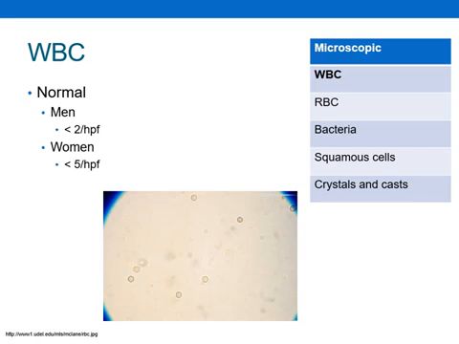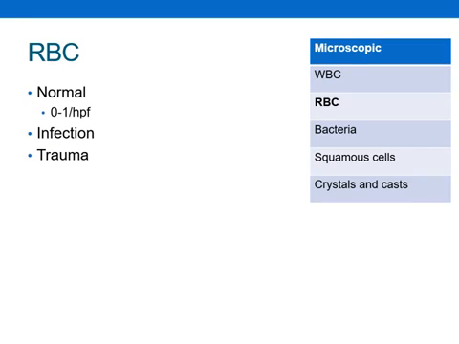So basically what I've provided for you on the slide is an example of one HPF. As you can see on the slide, there's about 6 cells that could be identified, so that would be 6 cells per HPF. In this case, white blood cells, men would have less than 2 in that one visual field, and women would have less than 5 in that one visual field. Any higher results than that could indicate an infection, and a UTI should be considered as a possible source.